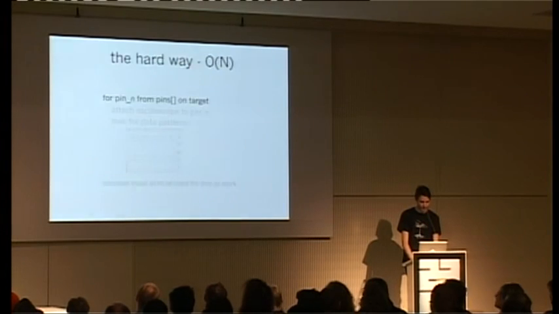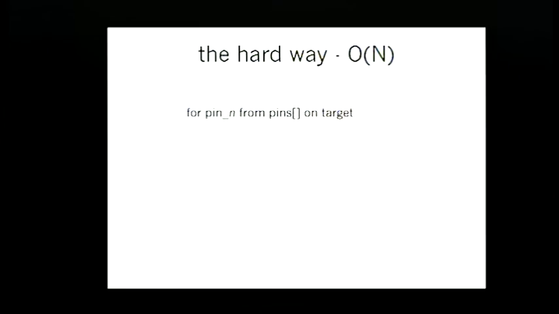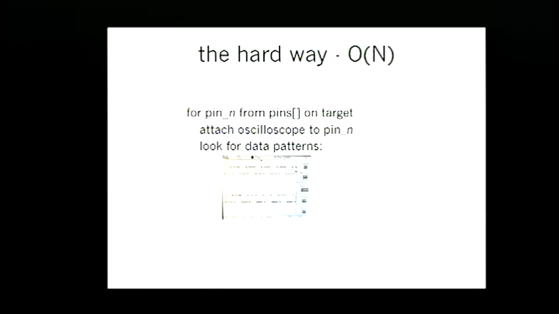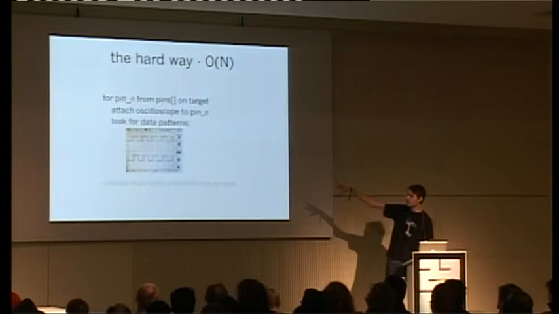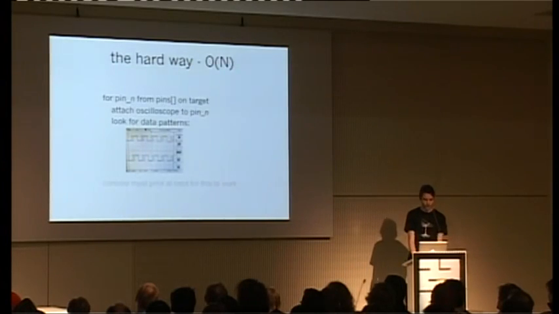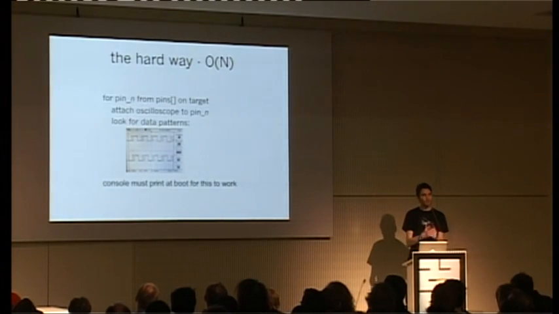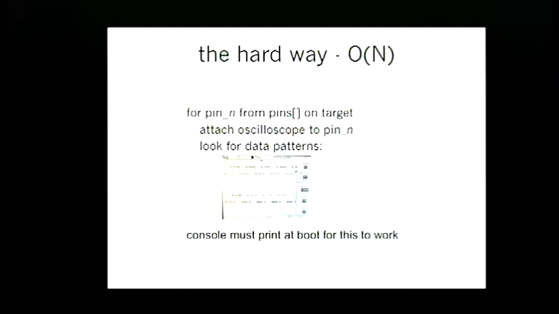So how do we find it? Well, there's the hard way, which is for each pin in your target set, you will attach an oscilloscope to the pin and then look for data patterns and maybe restart the device thereafter. And this is a print from an oscilloscope on two serial lines. For this test to actually work, the console must print something; it must output some sort of serial data when you start up the device.